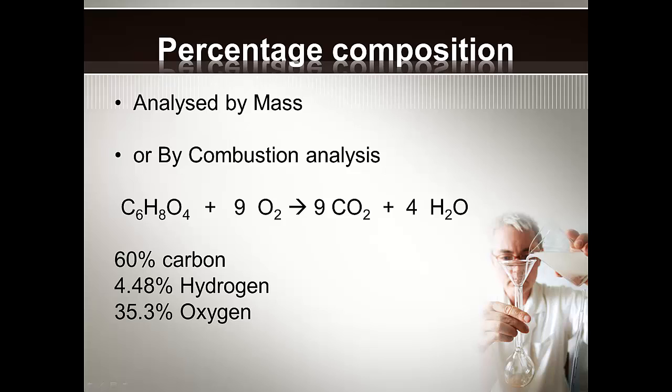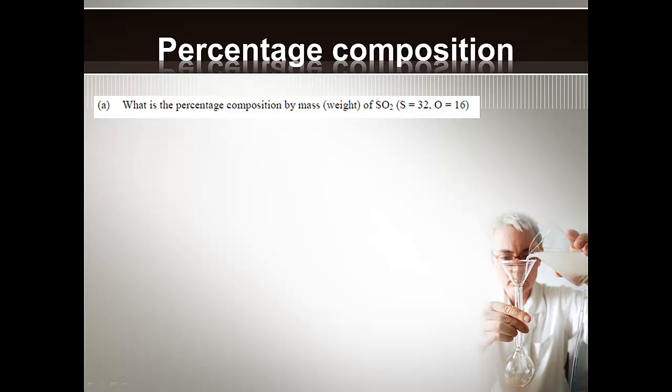Percentage composition is analysed by mass or by combustion analysis. So if we've got a compound C6H8O4 and we burn that, we combust that, it's going to use some oxygen, it's going to oxidize, it's going to produce carbon dioxide and water if it's a complete combustion. And we can determine, based on how much carbon dioxide we're producing and how much water we're producing, that this was 60% carbon, 4.48% hydrogen, and 35.3% oxygen.